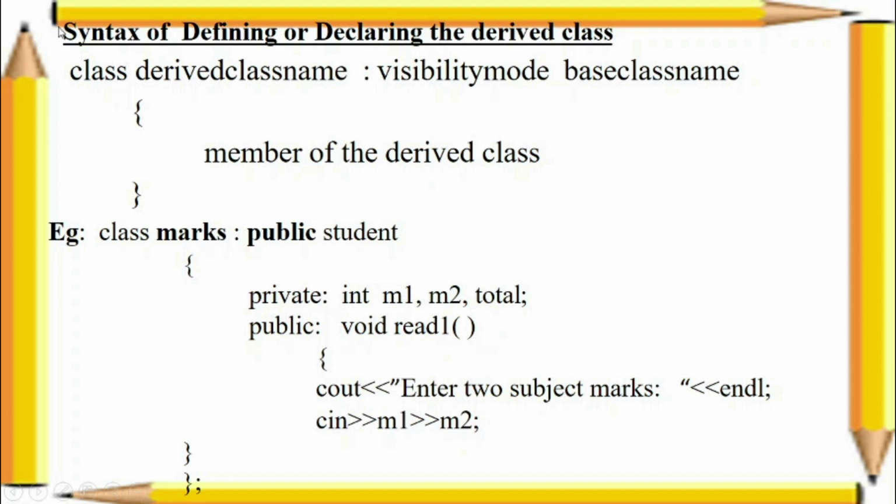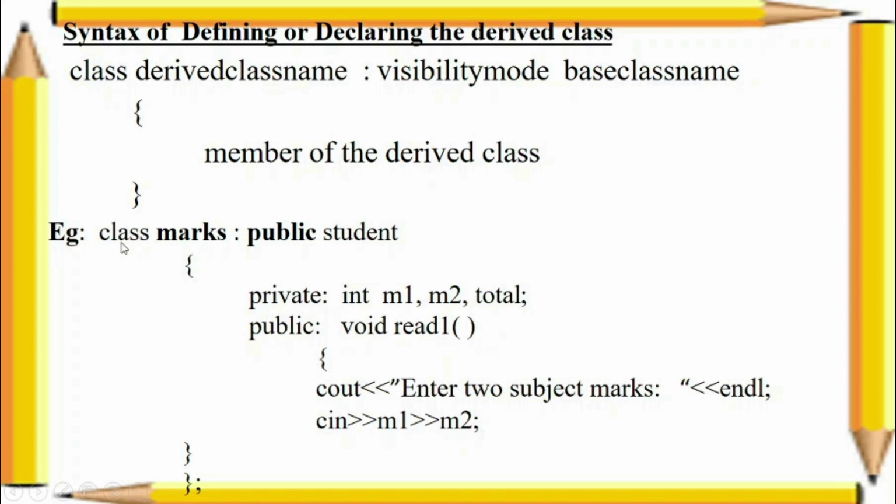Here you can see the example for visibility mode. This is the syntax for declaring the derived class. Using the keyword class, we give the derived class name and the visibility mode, and here you write the visibility mode. That means how we are going to inherit the properties from the base class. You can inherit the properties from the base class privately, publicly or protectedly. That is what we are going to explain in this visibility mode topic.